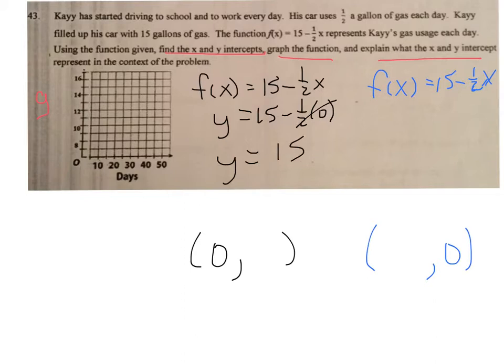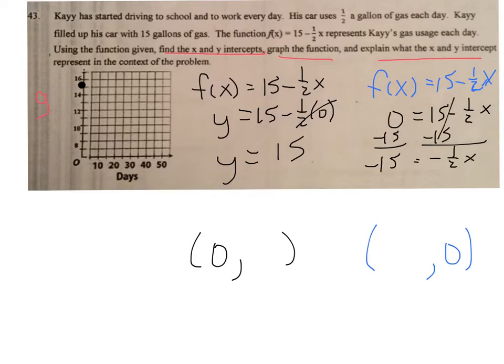So I'm going to go up here, and I'm going to put a nice solid dot there. Let's do a thick dot right here. It's not a very good dot, but it's about the best we're going to do right now. Now, let's go back to this. I'm going to plug in a 0 for y. So 15 minus 1/2 x. I'm going to get rid of the 15, and I get negative 15 equals negative 1/2 x, because those 15s are gone.